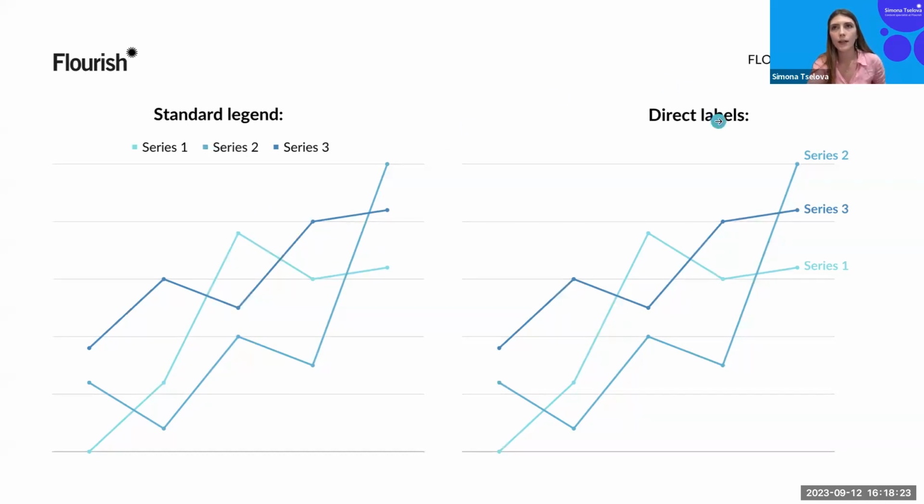On the other hand, direct labels actually spare us from having to move our eyes constantly up and down or left and right, depending on where your legend is positioned. In this way, I can much more easily understand, okay, this is series 1, this is what it represents, this is series 3, this is what it represents. Instead of trying to figure out which line is which, I can focus much more easily on the trends and patterns that I see in the line chart.